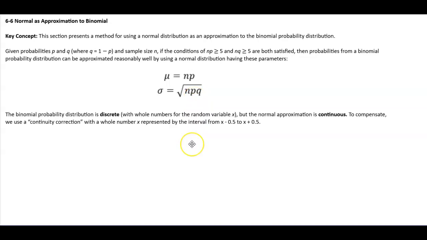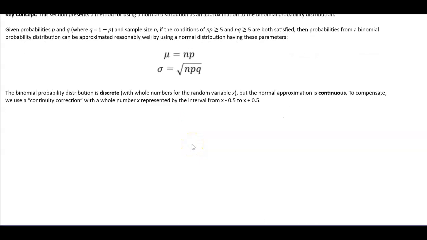Now, the binomial probability distribution is discrete with whole numbers for the random variable x, but the normal approximation is continuous. So to compensate, we use a continuity correction, with a whole number x represented by the interval from x minus 0.5 to x plus 0.5.